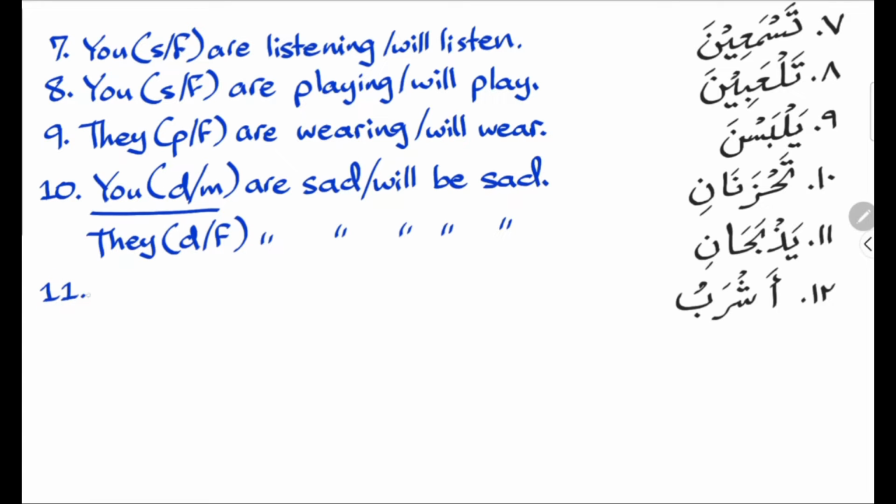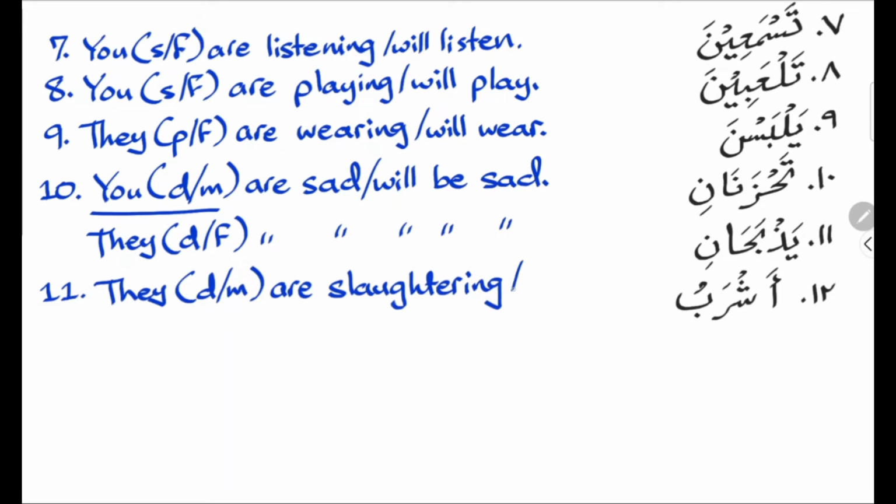Number 11 is yadhbahani. Yadhbahani comes from the root word of dhabaha, which means to slaughter. Yadhbahani is on the wazn of yaf'alani, which is tathniya mudhakkar ghaib. That's dual masculine third person. So yadhbahani means they, dual masculine, are slaughtering or will slaughter.